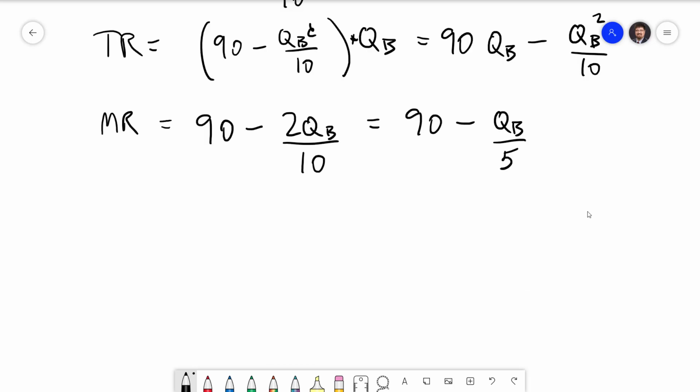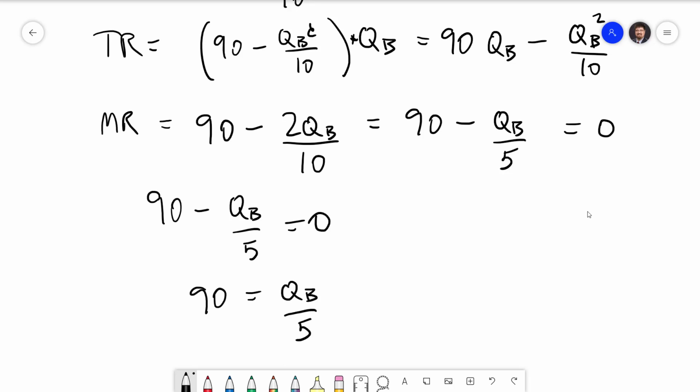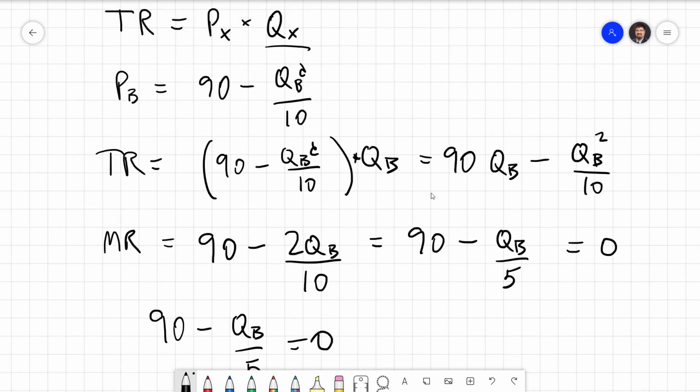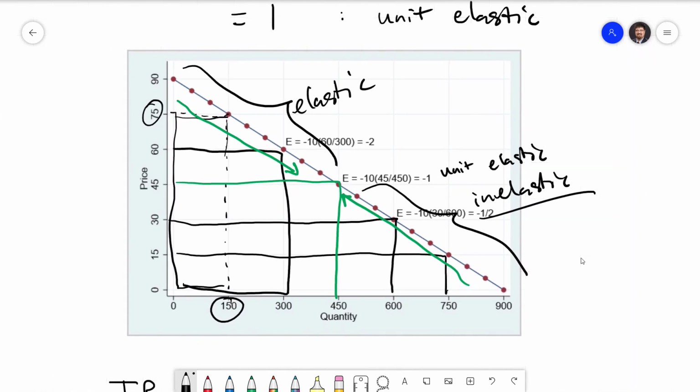As long as marginal revenue is positive, increasing output will increase revenue. So how far does that go? Well, it goes until marginal revenue equals 0. Where does that happen? 90 minus QB over 5 equals 0. Add QB over 5 to both sides. Multiply both sides by 5, and we get QB equals 450. So revenue is maximized at a quantity of 450. If we go back to our elasticity graph, we can see that's exactly where it is unit elastic.